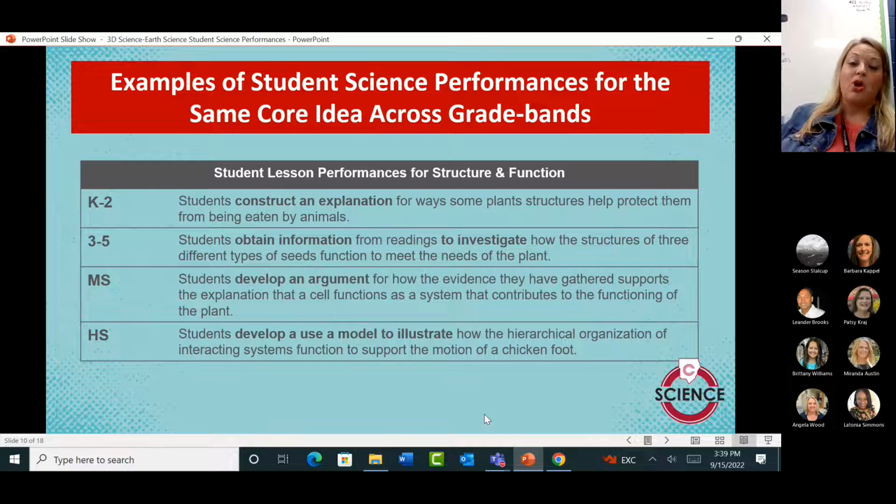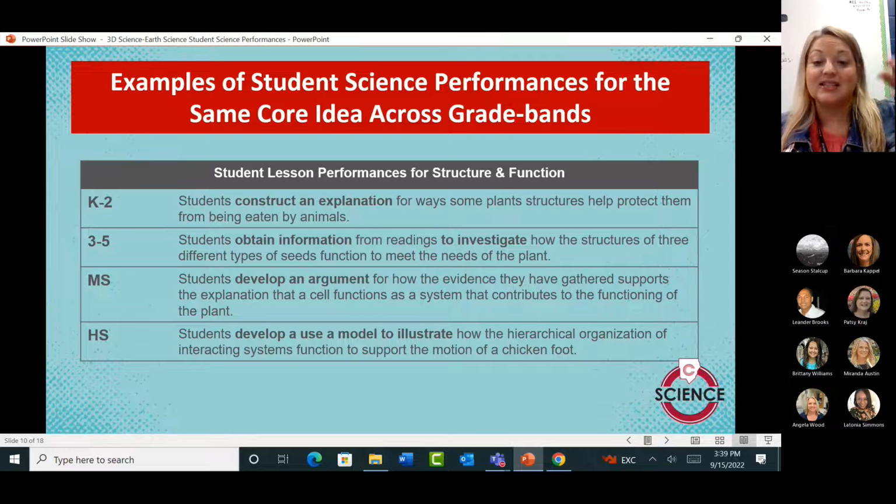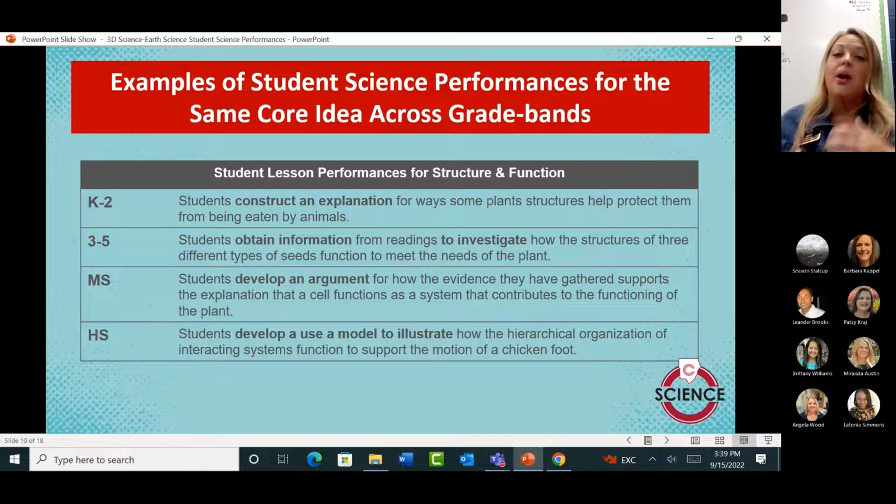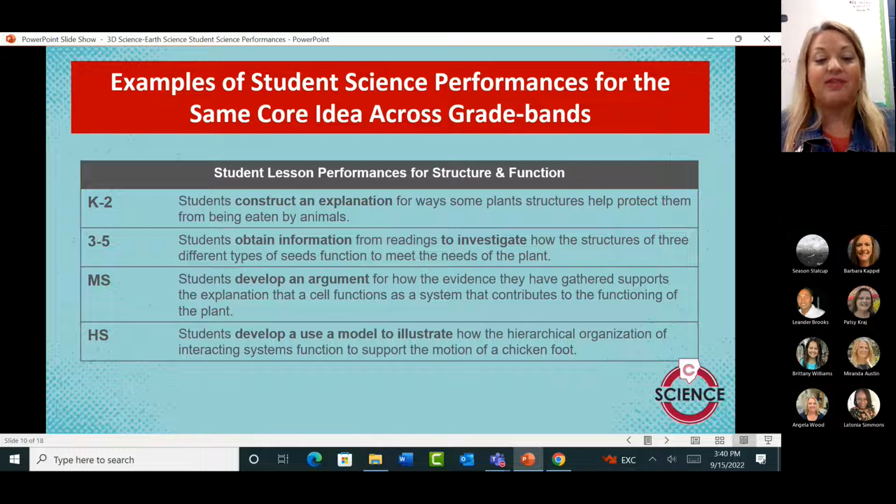Okay, here is an example of a student science performance for the same core idea, so the same science topic of structure and function across grade level bands. Now, this isn't an earth science specific one, but it is what it is. It's just an example I found out of the resource I'm using. So K-2, just so you can see the progression. K-2, students are constructing an explanation for ways some plant structures help protect them from being eaten by animals. So they're going to do research, ask questions, get some data, and then make a claim.